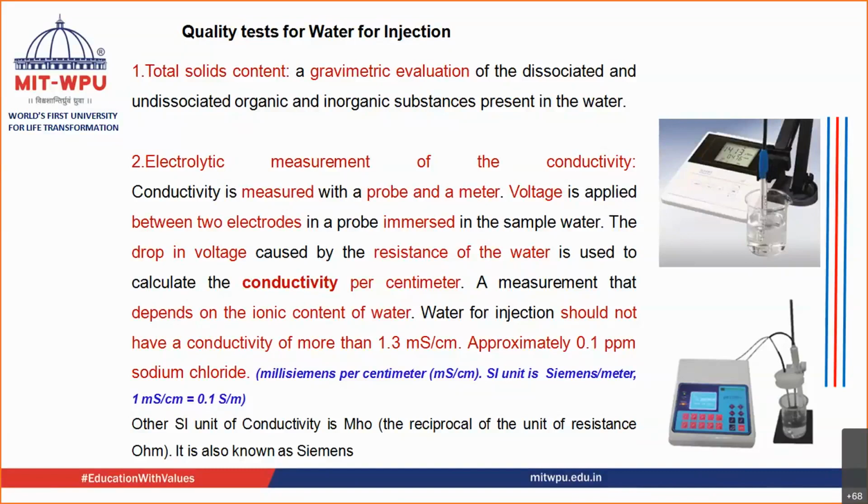The second method that is used to determine this is the electronic measurement of conductivity. Now, the gravimetric method is going to take a lot of your time. So what you do is you use a conductivity meter. It consists of a probe and a meter. You place this probe inside the water for injection, whichever water you want to test for conductivity.